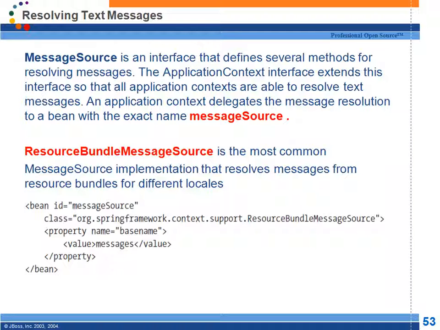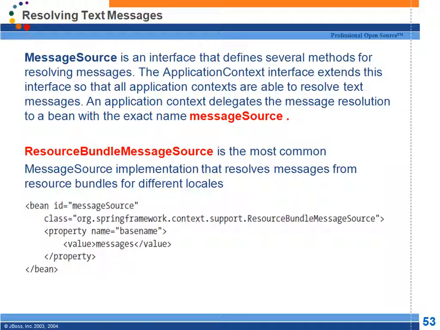Basename I specify as messages. So you have to write a messages.properties inside your classpath. Messages.properties is by default for English. Suppose if you want to write for Hindi, messages_hi.properties. For French, messages_fr_country code.properties. You can write all the key value pairs, if you have worked on internationalization, right? So to support internationalization, you have to use ResourceBundleMessageSource.